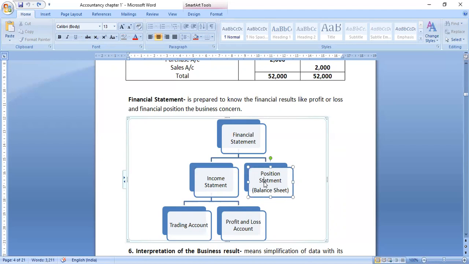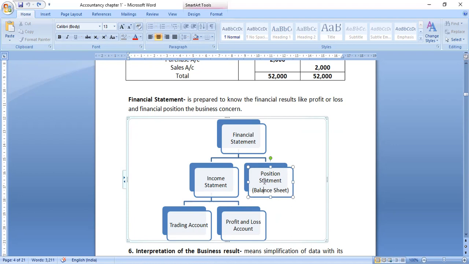Like for example, you took a loan, meaning you took a loan from the bank, but you are not able to pay this amount. So whether you are strong or weak? Weak. And if you haven't borrowed anything, and all the investment is made by you, what is the position, how strong or weak? Strong. So in this way you can know about the financial position through the financial statement.